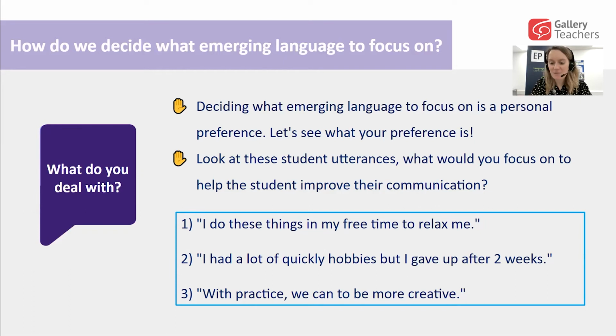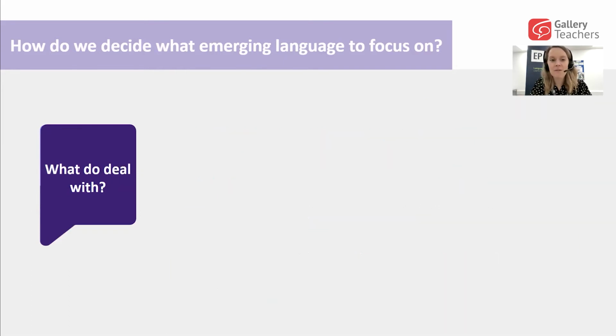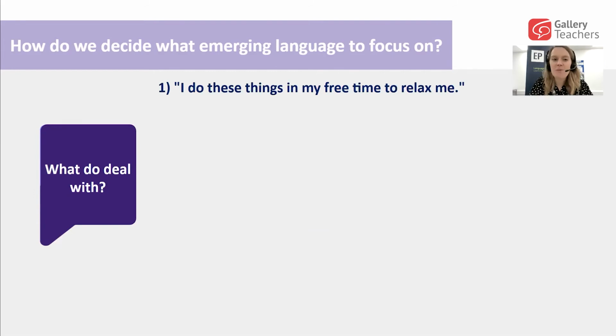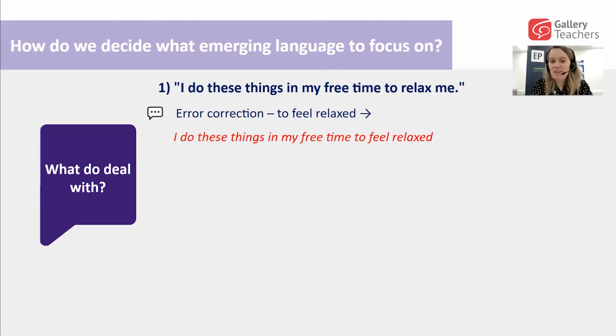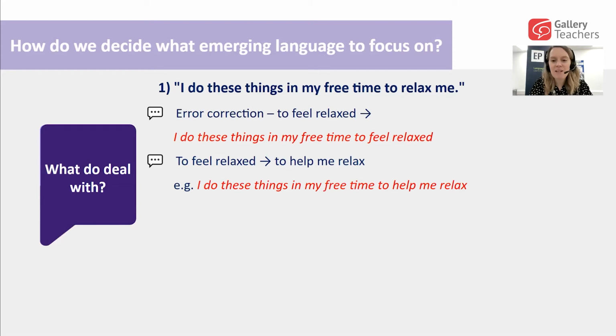Okay, so let's have a look at some of the things that I think you could possibly focus on. So if we start with sentence number 1, I do these things in my free time to relax me. First of all, you could do a little bit of error correction, to feel relaxed rather than to relax me. So I could adapt the sentence to say, I do these things in my free time to feel relaxed. I could take it a step further and I could say to feel relaxed or to help me relax. Maybe a slightly different meaning. So I do these things in my free time to help me relax. Another way of expressing the sentence.